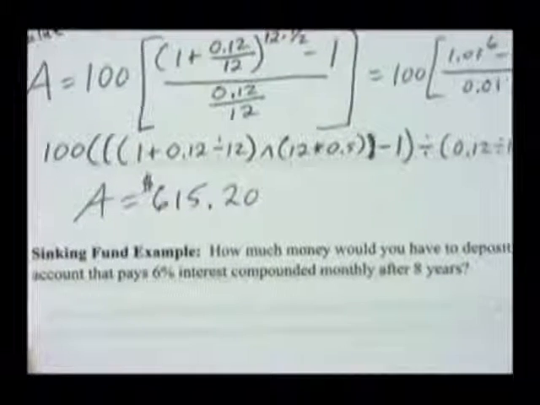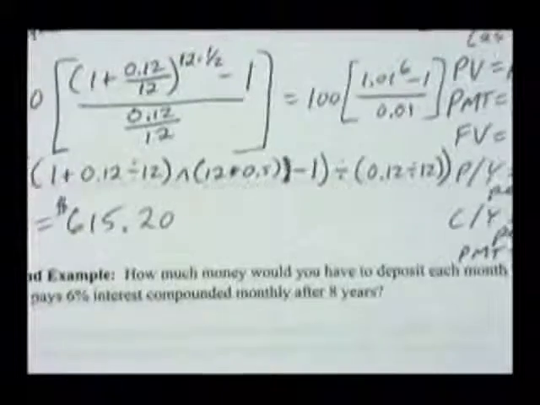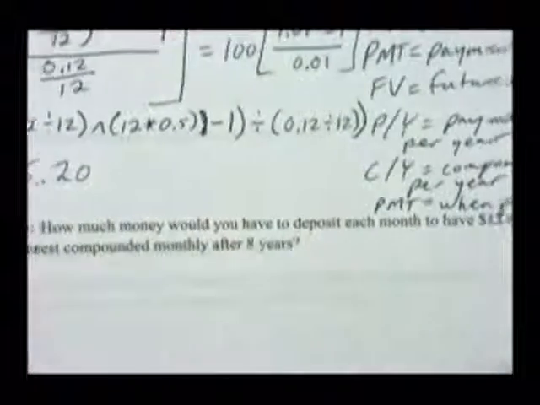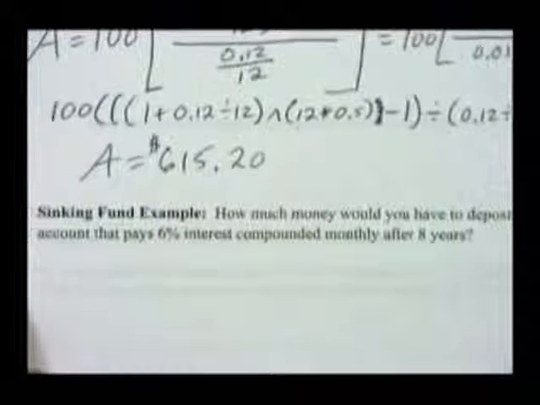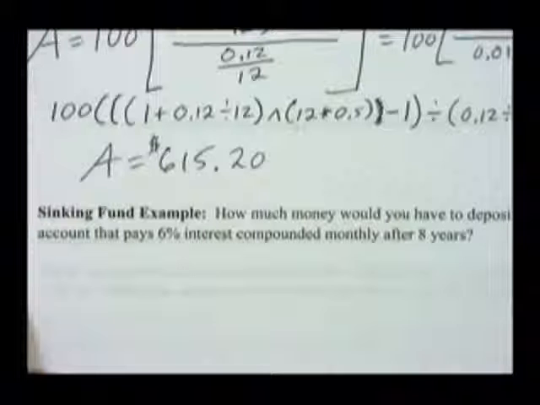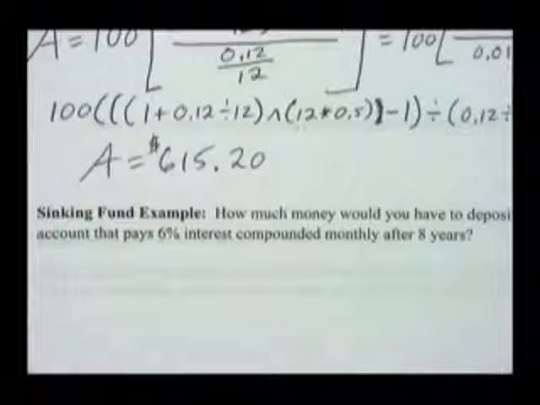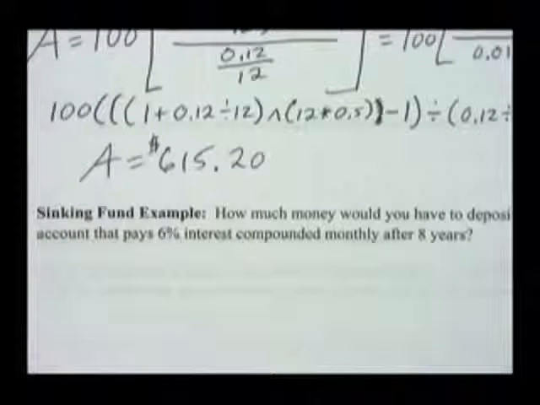And what I want to look at here on the sinking fund is how much money you would have to deposit each month to have $12,000 in an account that pays 6% interest compounded monthly after 8 years. So I'm trying to put money away so that I'll have $12,000 in that account, and I can pull out some payments. I'm trying to find the payments on this one.